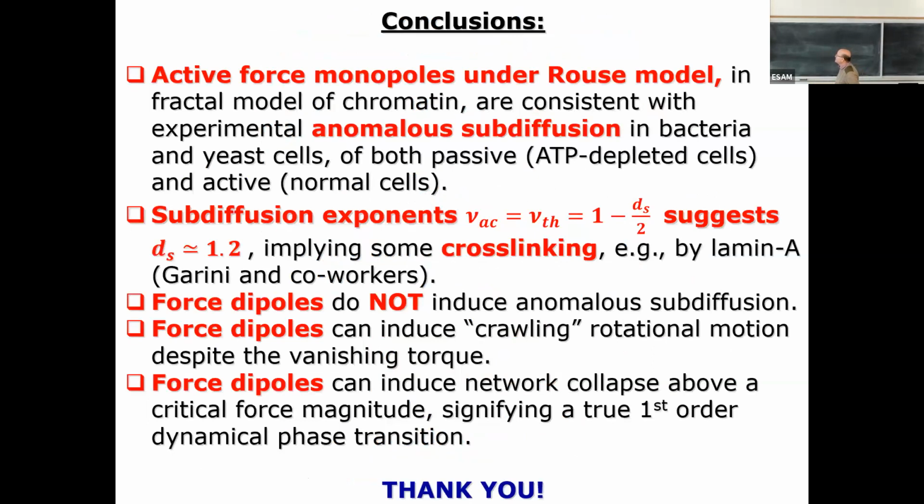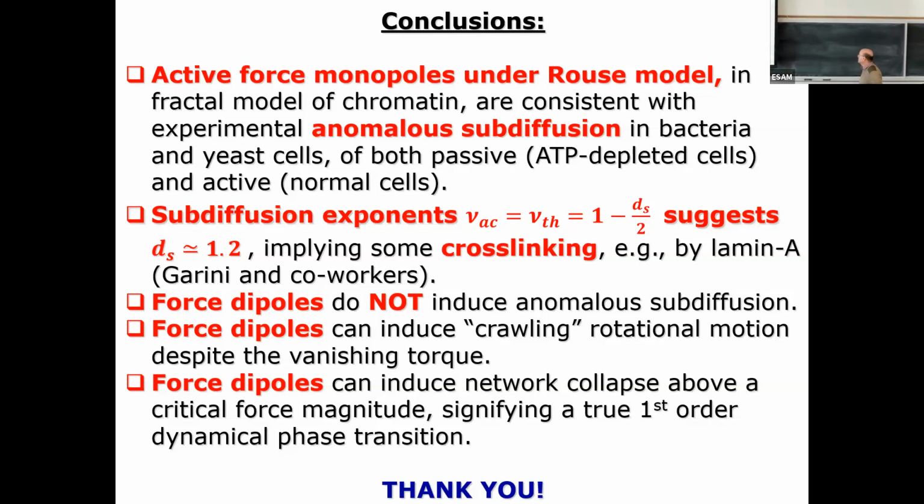So let's just summarize the following. Active force monopoles under the Rouse model in a fractal model of chromatin are consistent with experimental anomalous diffusion in bacteria and yeast cells, of both passive ATP-depleted cells and active normal cells. Subdiffusion exponents, nu active equals nu thermal equals 1 minus ds over 2, suggests that ds is 1.2, implying some cross-linking, e.g. lamin A. That's what comes immediately to mind.